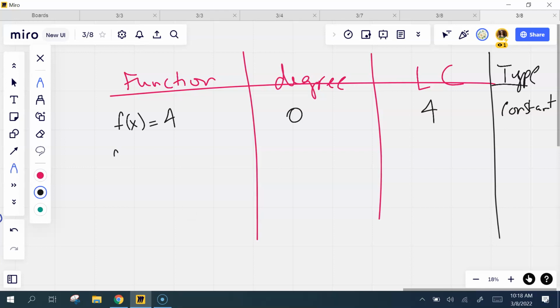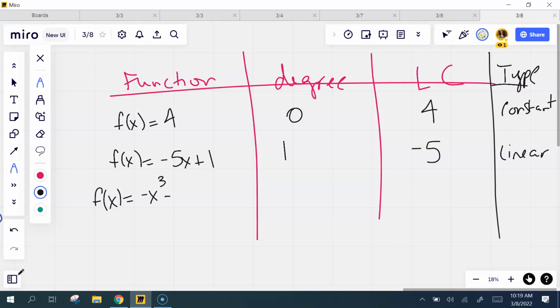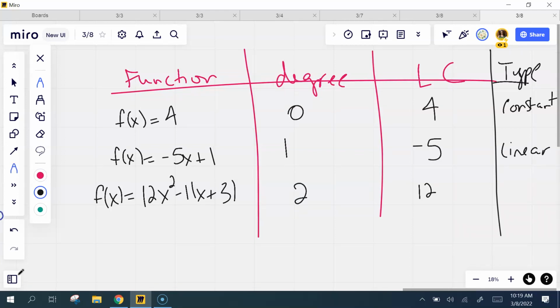All right, the next one, f of x equals negative 5x plus 1. What's the degree? 1. What's the type? Leading coefficient? Negative 5. Oops, that's not the next one. 12x squared minus 11x plus 31. What's the degree? Leading coefficient? Type? Quadratic, that's exactly right.